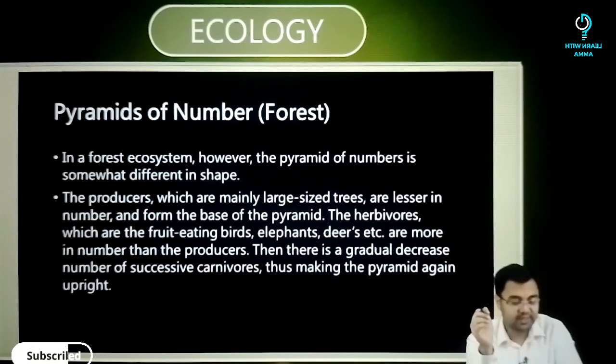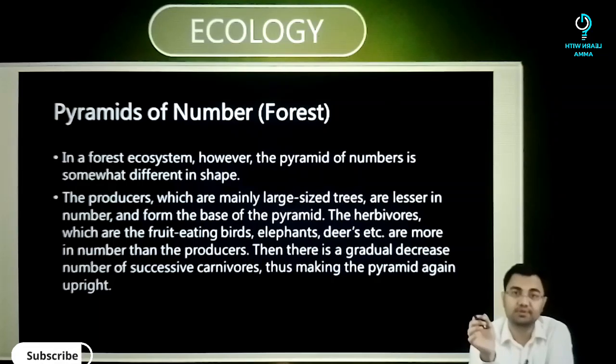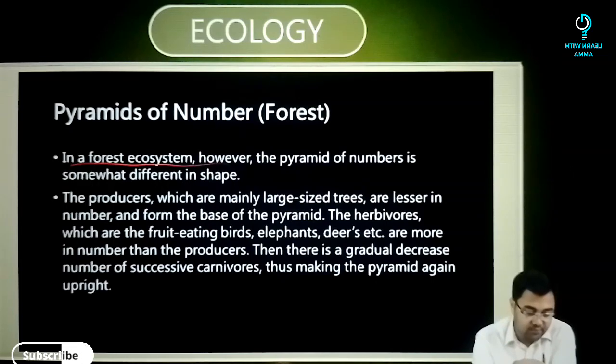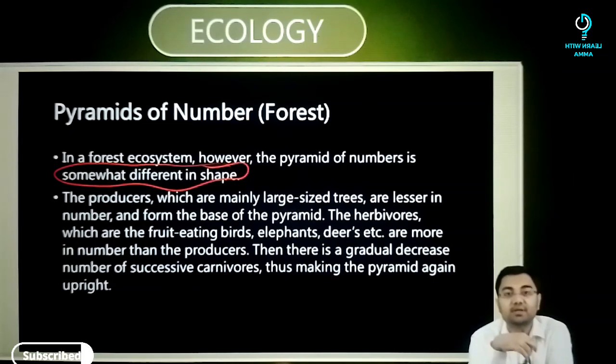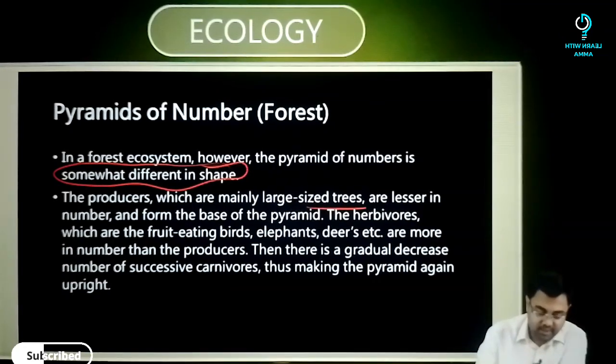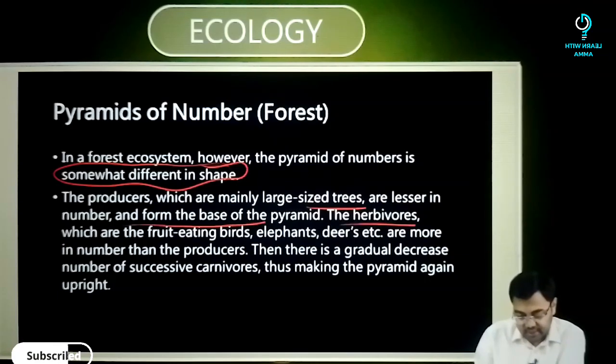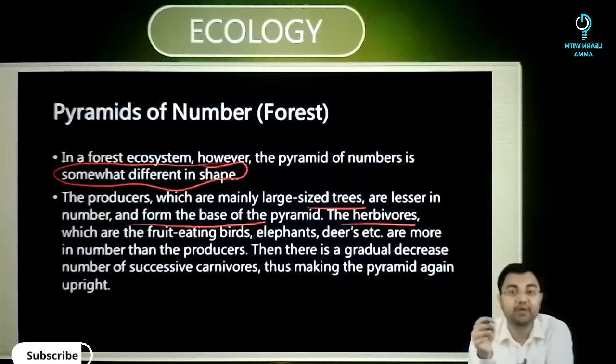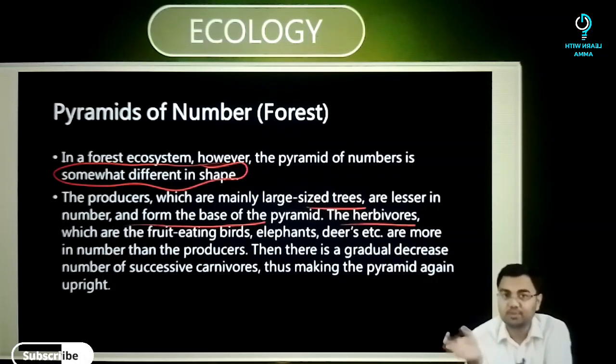Then the next one that we have is a forest ecosystem. Now in a forest ecosystem, the pyramid of number is somewhat different in shape. The producers, which are mainly large sized trees, are lesser in number, and they form the base of the pyramid. The herbivores, which are fruit eating birds, or it can be deer, elephant, etc., are more in number than the producers.